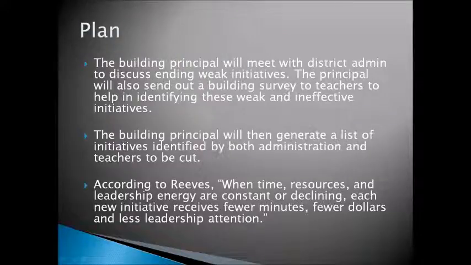The plan for Step 4 reads as follows. The building principal will meet with district admin to discuss ending weak initiatives. The principal will also send out a building survey to teachers to help in identifying these weak and ineffective initiatives. The building principal will then generate a list of initiatives identified by both administration and teachers to be cut.